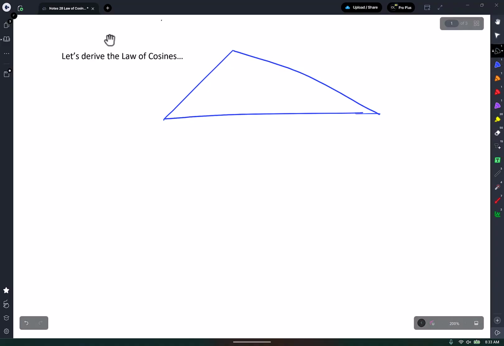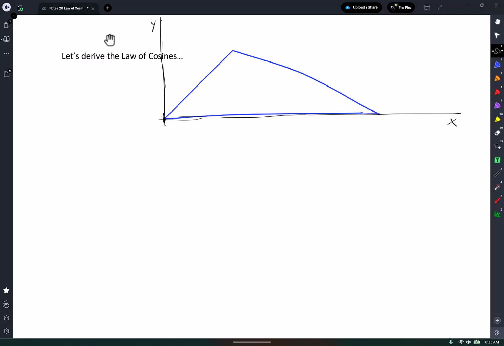And I'm going to put a grid on this. I'm just going to go like that. I'm going to make this the origin. So there it is. It is the x-axis. This is the y-axis. Is everyone okay?